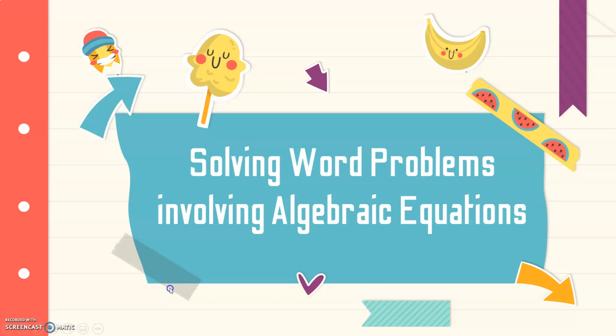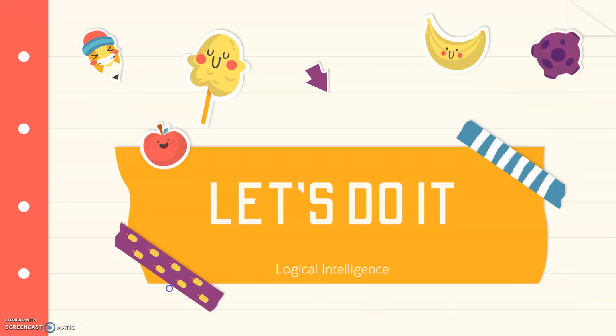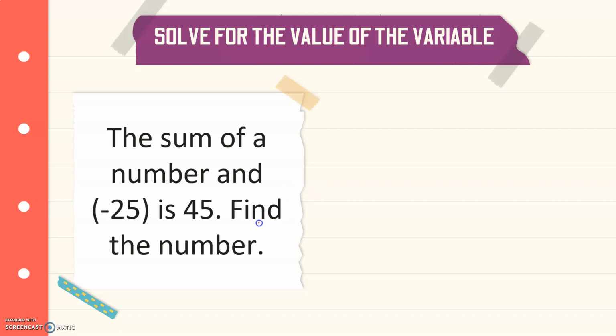Hello everyone! Today's lesson is about solving word problems involving algebraic equations. Let's have some examples. First, the sum of a number and negative 25 is 45. Find the number. Before we can answer this problem, we have to translate it first into algebraic equations.